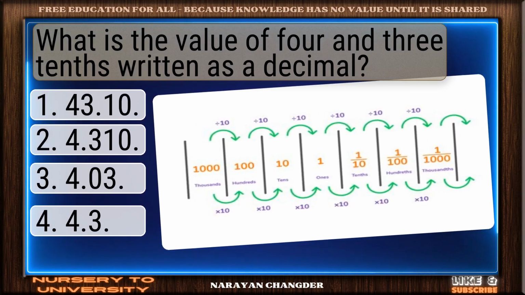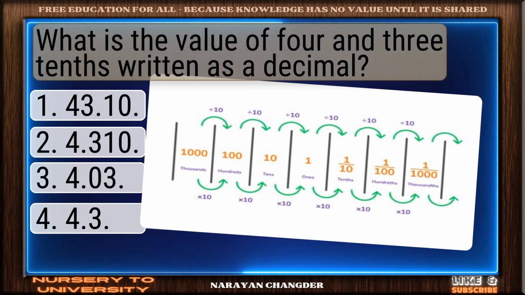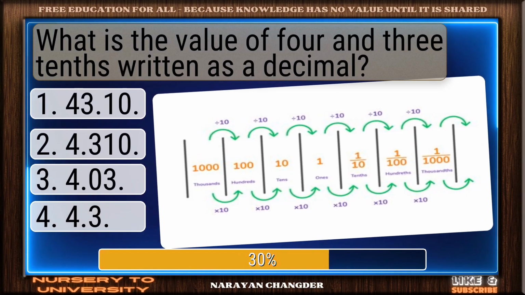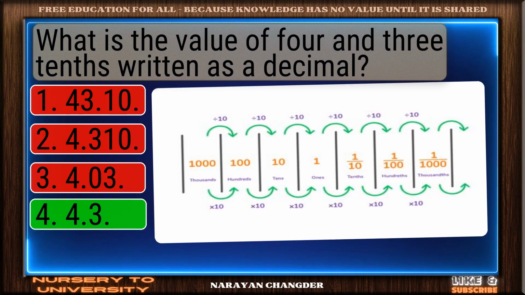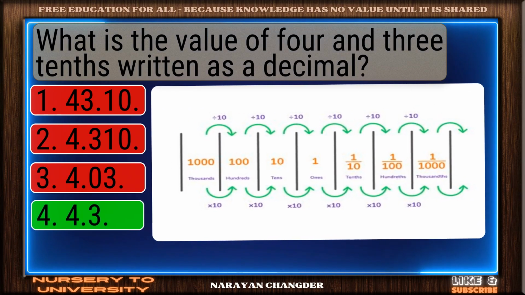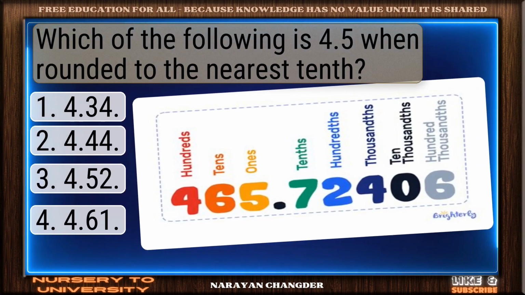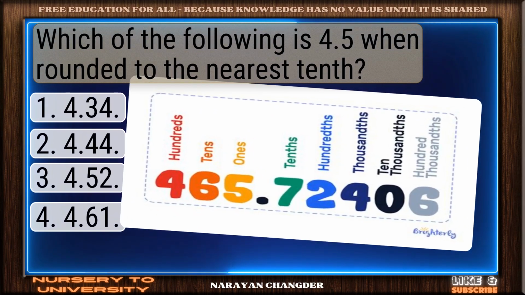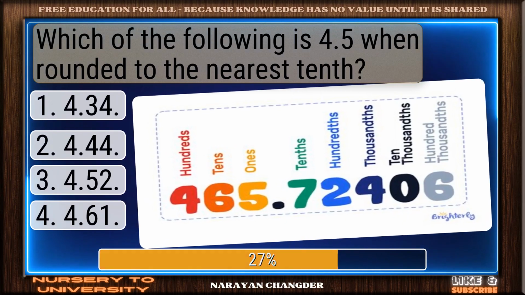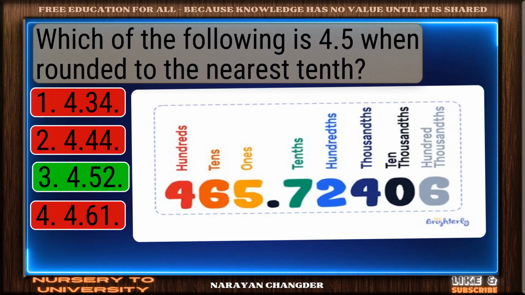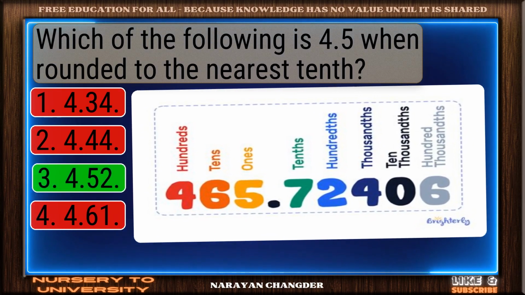What is the value of 4 and 3/10ths written as a decimal? Good job. Your answer, 4.3, works well here. Which of the following is 4.5 when rounded to the nearest tenth? You chose 4.52 and it is correct.